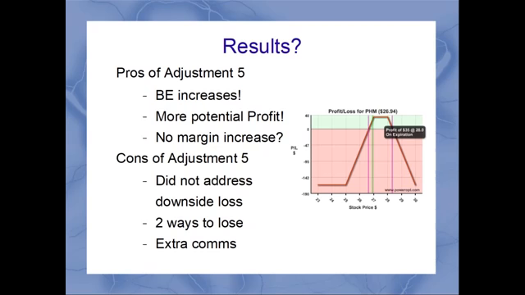What are the cons of adjustment number 5? We have a stock that's falling. It's going against our expectations. I didn't do anything to cover the downside loss. I did lower the lower break-even. I got an extra credit to lower the break-even, give myself a little bit more cushion, but I didn't address the downside loss. I do now have 2 ways to lose.